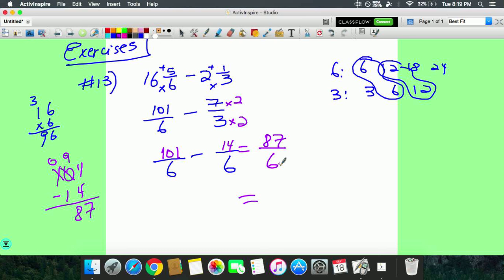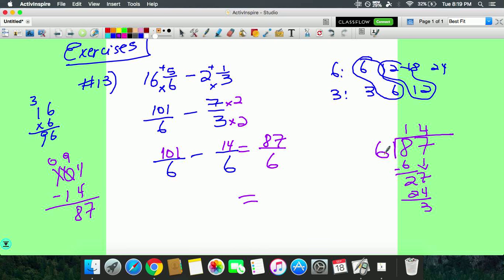So how many times can 6 go into 87? If that's a little bit too much to do in your head, you can just simply divide. 6 goes into 8 one time. Subtract, you get 2. Bring the 7 down. 6 goes into 27 4 times, which is 24. 3 left over. You can stop here.